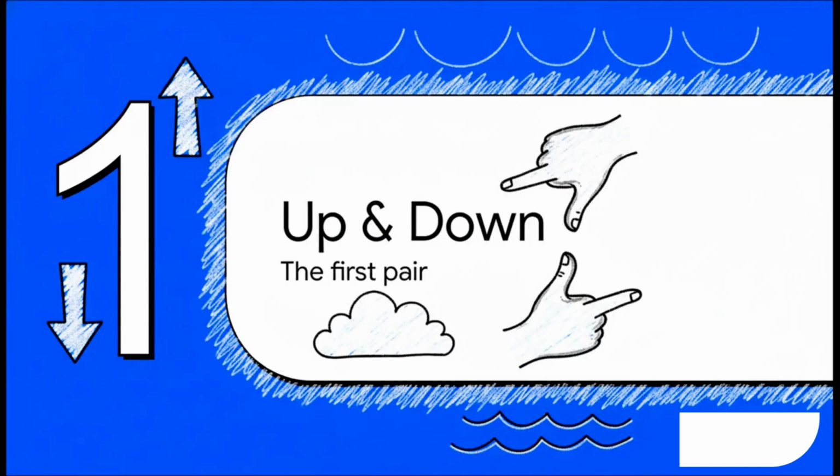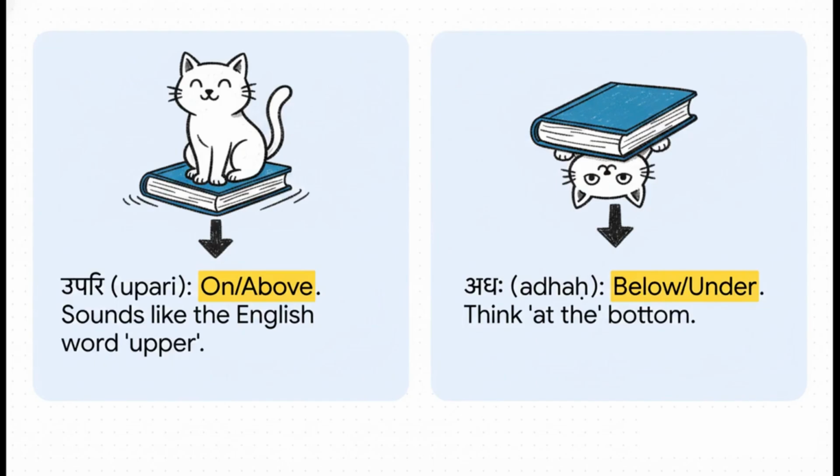Okay, we're going to start with the most basic pair of opposites you can think of, up and down. Once you get these, you've got the foundation for describing pretty much any position in space. Upari means on or above. So Biḍālaḥ kutra asti? Biḍālaḥ pustakasya upari asti.